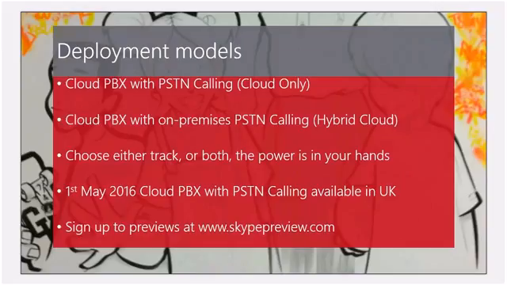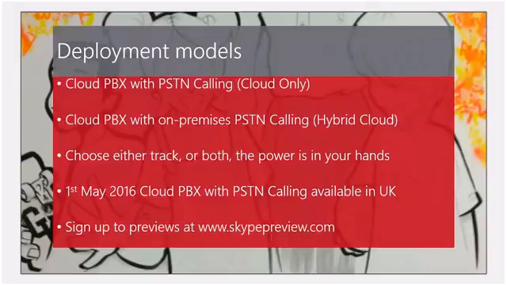There are two distinct deployment models for Cloud PBX. Cloud only, or Cloud PBX with PSTN calling, is where Microsoft acts as your Internet Telephony Service Provider, or ITSP, and is responsible for connecting your Skype for Business Online users to the PSTN and vice versa. In this deployment model, all services are hosted in the cloud and no on-premise equipment beyond a laptop or a headset for each user is required.